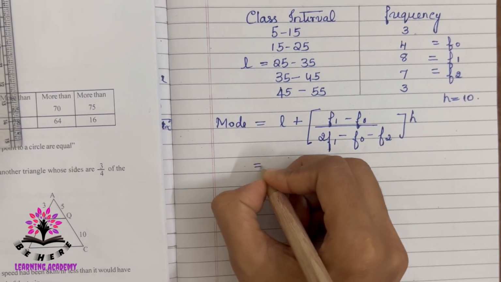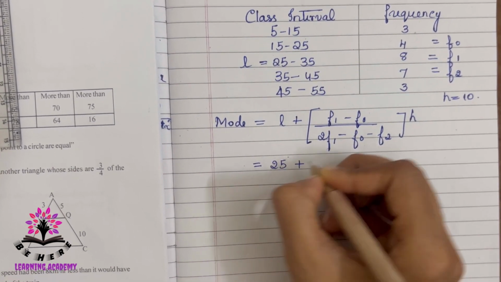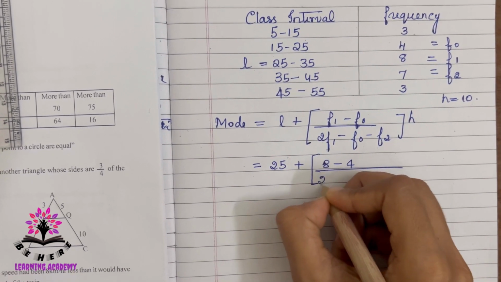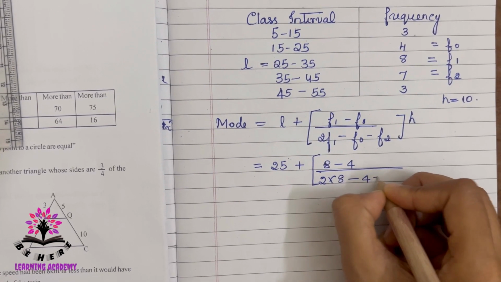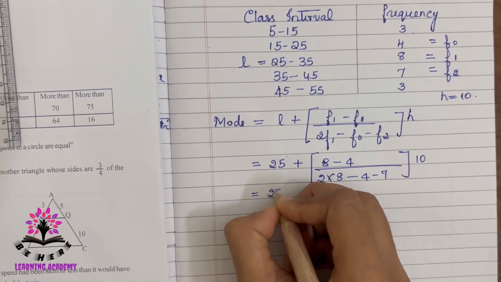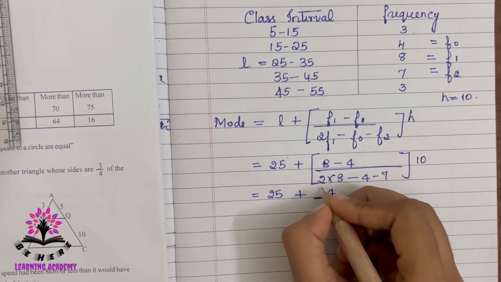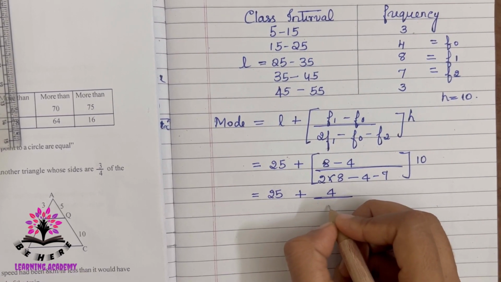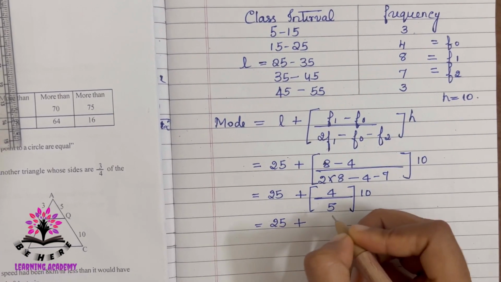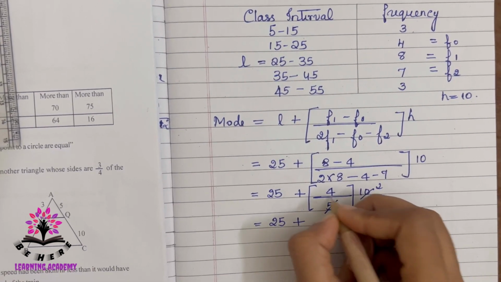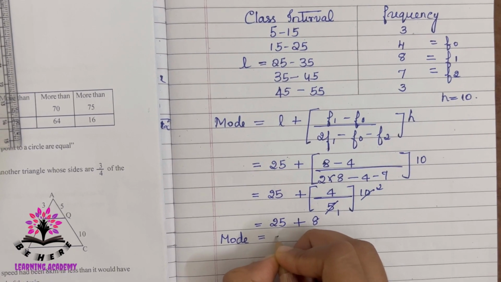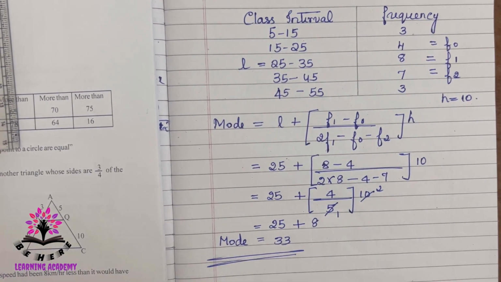So let us substitute here. So 25 plus 8 minus 4, over 2 into 8 minus 4 minus 7, multiplied by 10. So the answer is 25 plus, here 16 minus 4 minus 7 will be 5, multiplied by 10. 25 as it is, plus 5 twos are 10, 4 twos are 8. 25 plus 8 will be 33. Mode is 33.